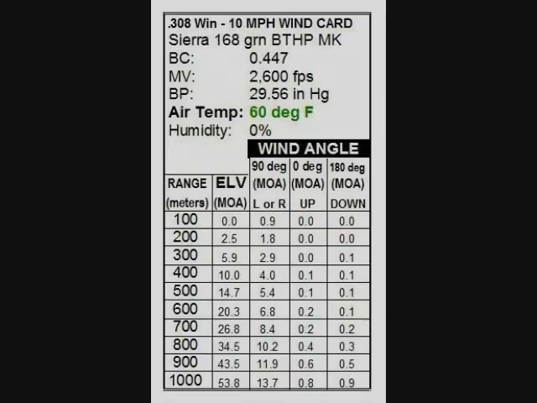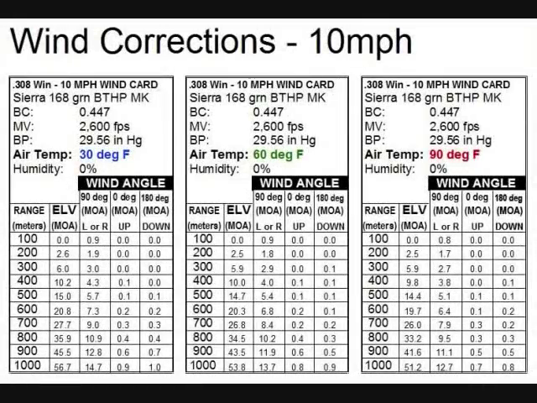These three separate cards, the one on the left is a 30 degrees Fahrenheit air temperature. The one in the middle is more standard conditions, so-called, at 60 degrees Fahrenheit, and the one on the right is an example of kind of a hot weather card, which is 90 degrees Fahrenheit. And we're going to compare and see how much difference we have in our wind corrections for a 10-mile-an-hour wind.